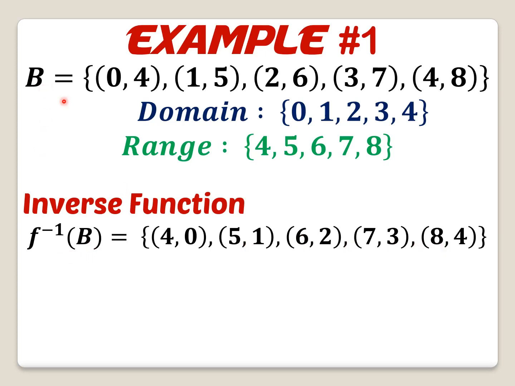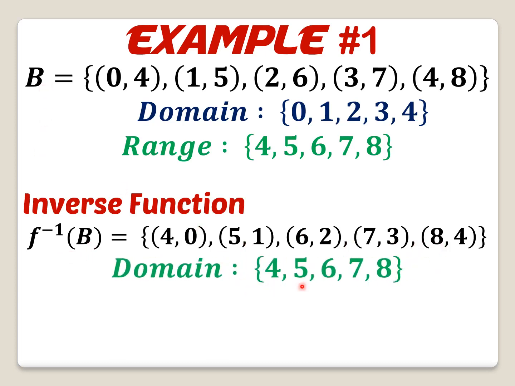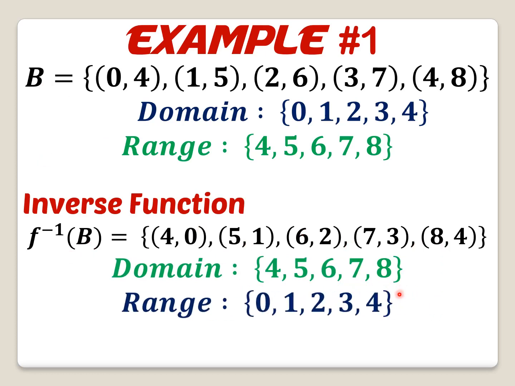Now, your domain here will be 4, 5, 6, 7, 8, and your range will become 0, 1, 2, 3, and 4. So we can say that the domain of the inverse function is the range of the function, and the range of the inverse function is the domain of the function. So that is how you get the inverse function.